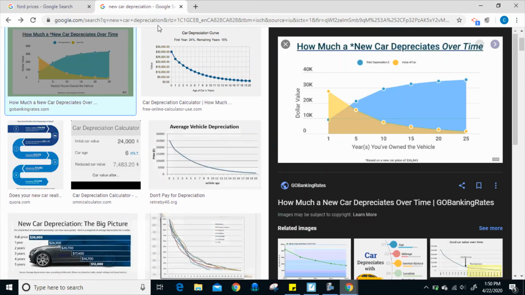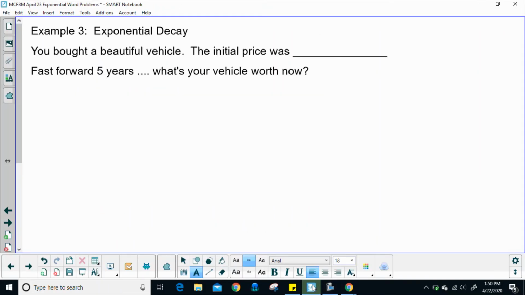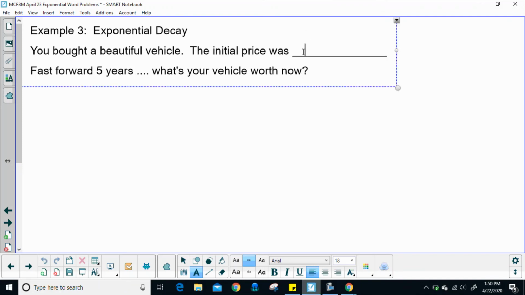Let's see. According to our averages here, oops, I got lost. Its averaging decrease is 20 to 30% by the end of the first year. From years 2 to 6, depreciation ranges from 15 to 18% per year. So that's a lot. That's a huge depreciation. So let's pretend we bought a vehicle for, I don't know, $30,000. So let's say we bought a vehicle for $30,000. Fast forward 5 years.